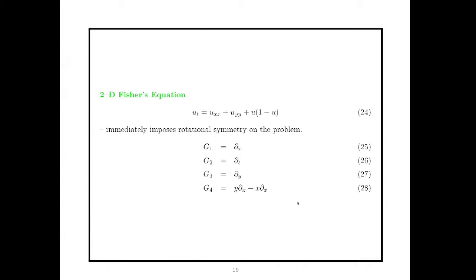That is evidenced by looking at the symmetries of this particular problem. The G1 and G2 is what you had before. G3 is because you're introducing a new independent variable implicit in this problem. And this additional symmetry here is the generator of rotations in the plane. And so this is where you have your rotational symmetry.